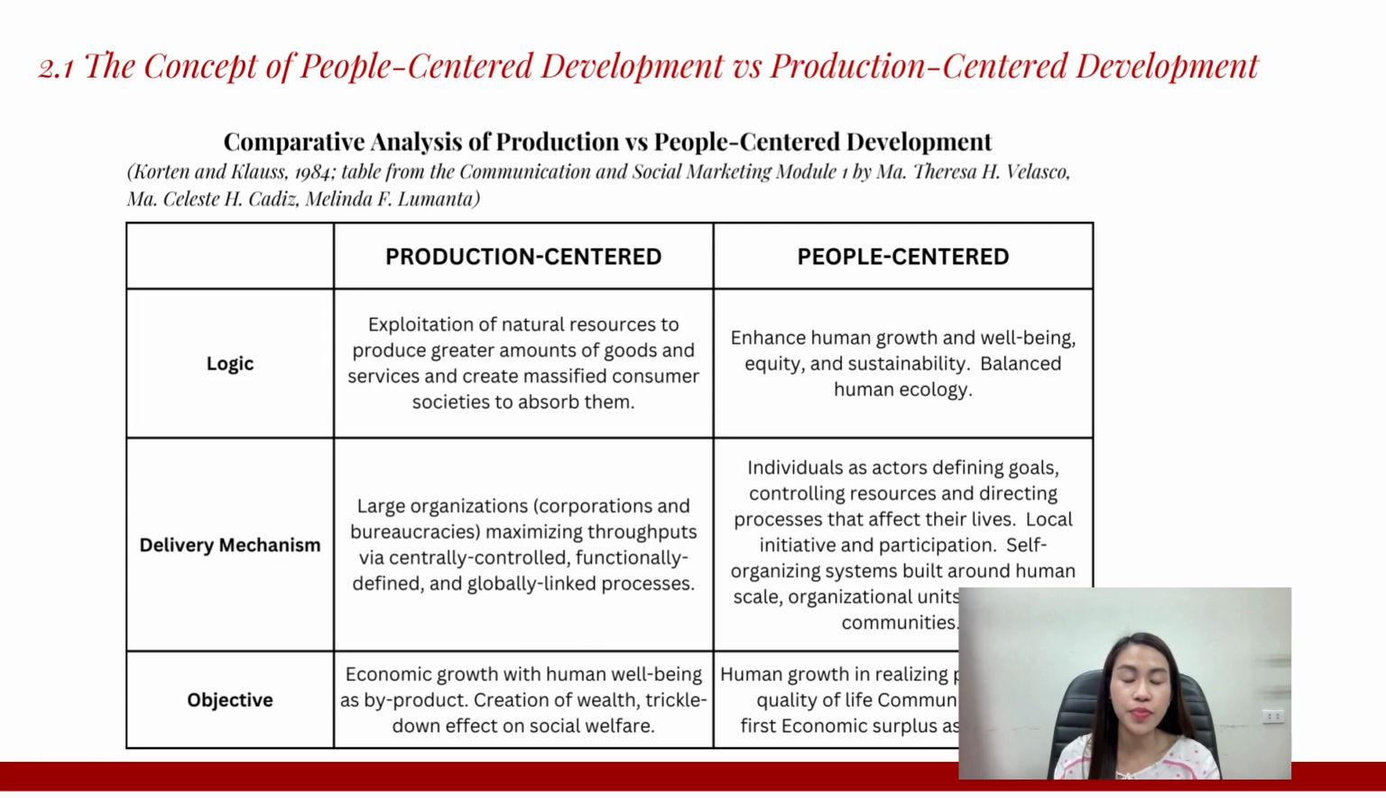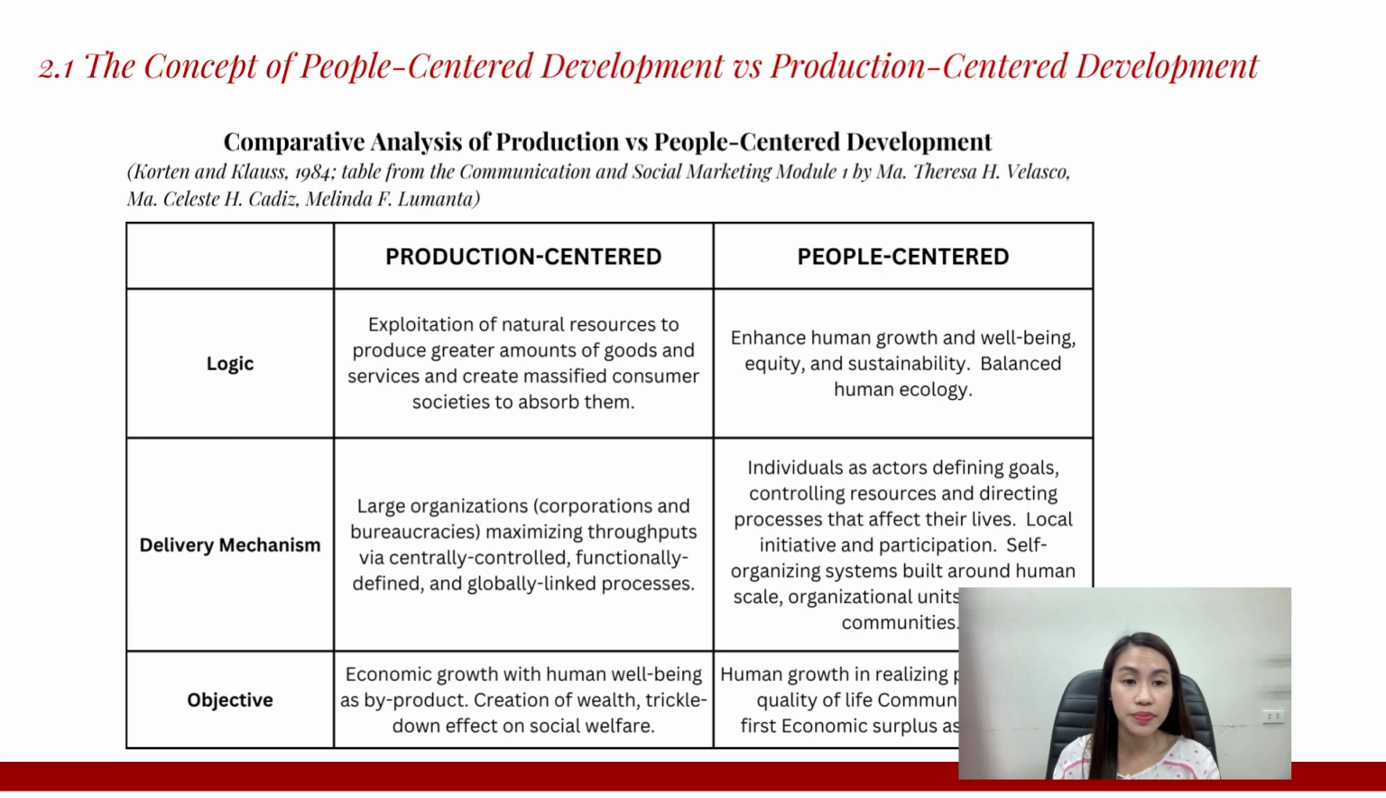Meanwhile, let us look at the concept of people centered development versus production centered development. This is a comparative assessment by Carton and Claus in 1984. For production centered, exploitation of natural resources to produce greater amounts of goods and services and create massified consumer societies to absorb them. For people centered, it is to enhance human growth and well being, equity and sustainability, and balanced human ecology.